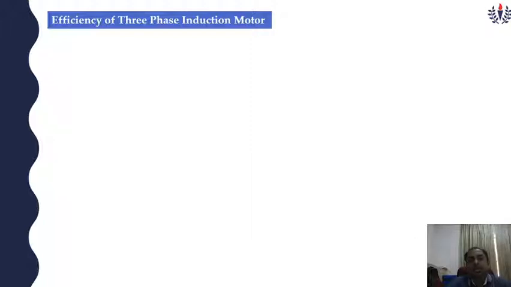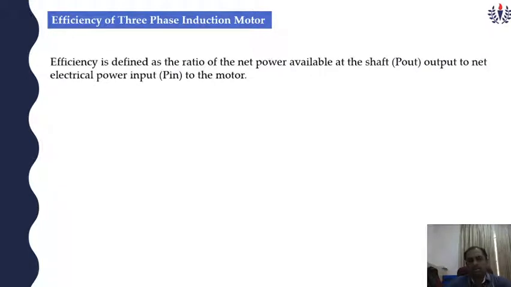Efficiency of three-phase induction motor. Efficiency means the ratio of output power to input power. Efficiency is defined as the ratio of net power available at the shaft, that is P out, to the net electrical input P in to the motor. The notation is efficiency η percent equals P out by P in into 100. P out will be the net power available at the shaft. Across the shaft we are getting shaft power.